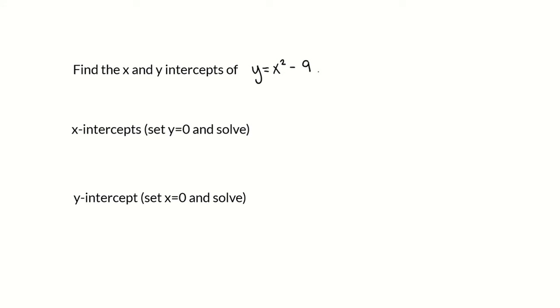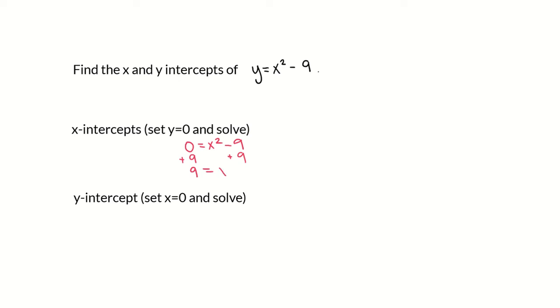To find the intercepts from an equation instead of a graph, we can set the opposite variable equal to 0 and then solve. So for the x-intercepts, we would make y equal to 0. So in this equation, we would have 0 equals x squared minus 9, and then we would solve. Since this is a quadratic, we can either solve by factoring, or in this case, since we only have an x squared term, we can just solve the equation.